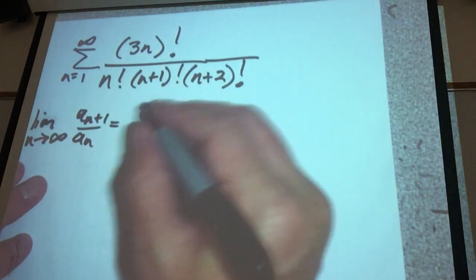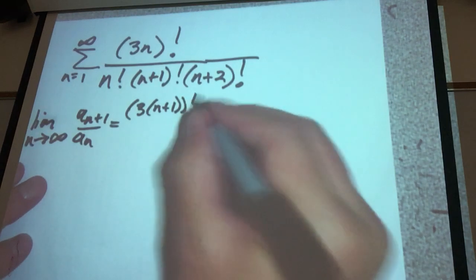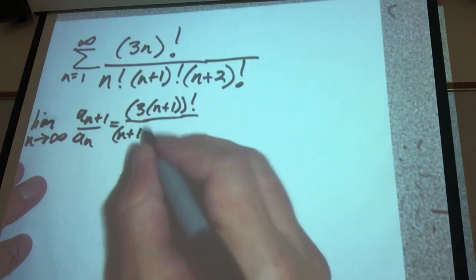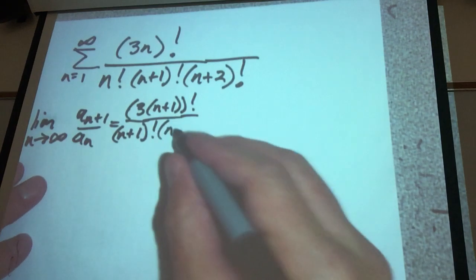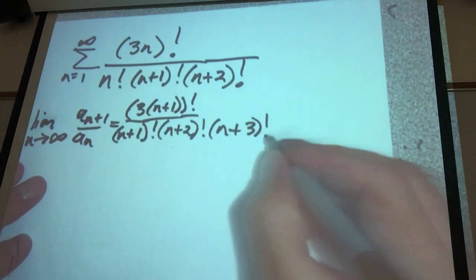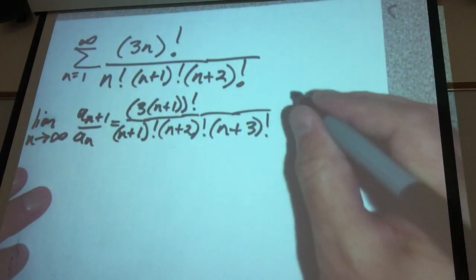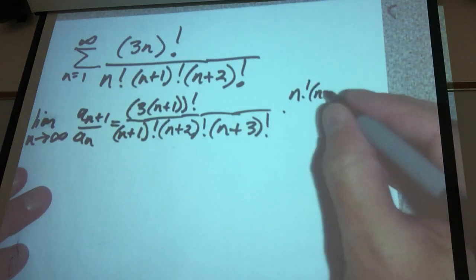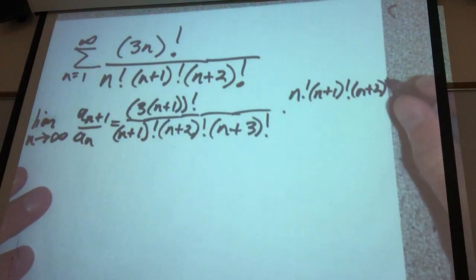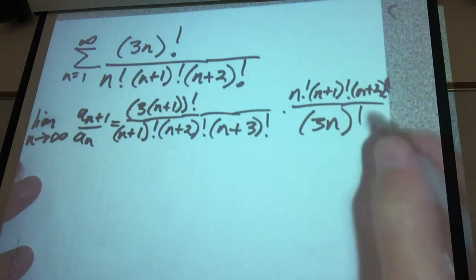All right, now when I flip this upside down, this is going to be 3 times n plus 1 factorial divided by n plus 1 factorial, n plus 2 factorial, n plus 3 factorial, and then multiplied by n factorial, n plus 1 factorial, and n plus 2 factorial, and then divided by 3n factorial.